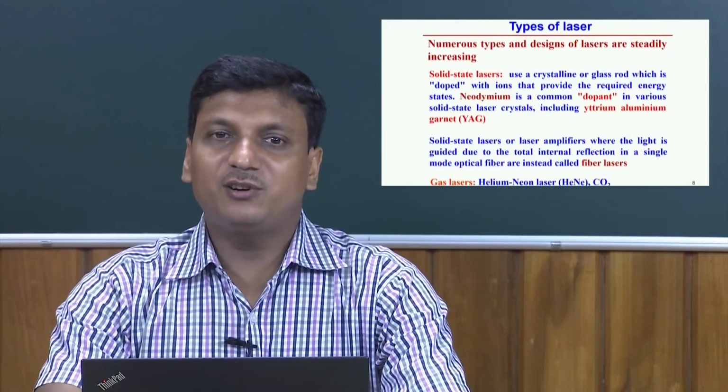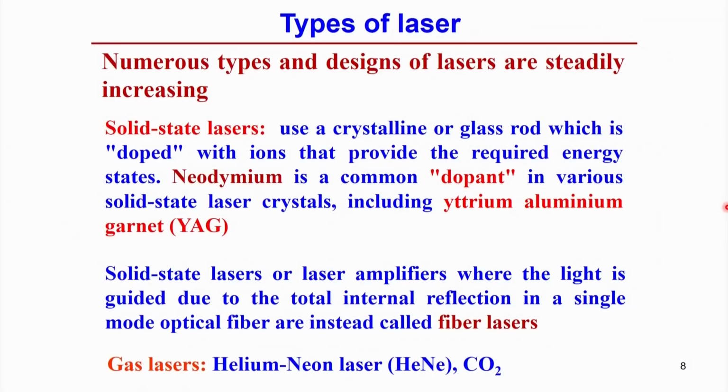Now, there are several types and designs of lasers, and day by day there is increasing use of lasers, and new designs of lasers are also coming out. But normally when you use a laser, we can categorize them in such a way that one is the solid state laser. In a solid state laser, basically the crystalline glass or rod is the lasing medium, which is doped with ions, and that provides the required energy state. Neodymium is the common dopant in various solid state laser crystals, including yttrium aluminum garnet, which is the full form of YAG, and we use the YAG laser.